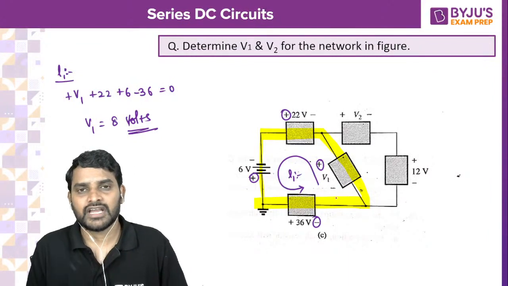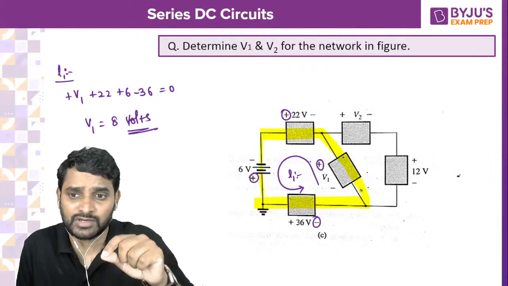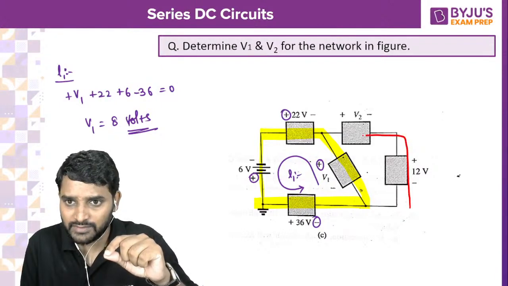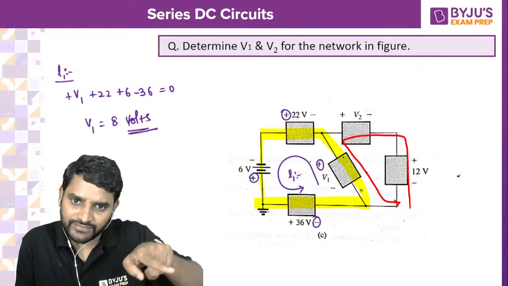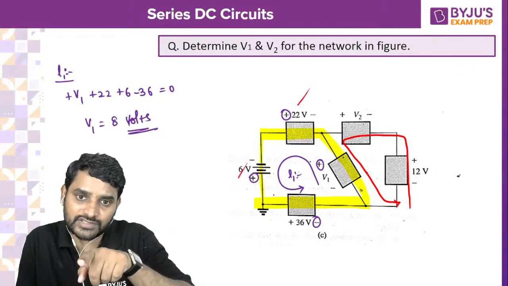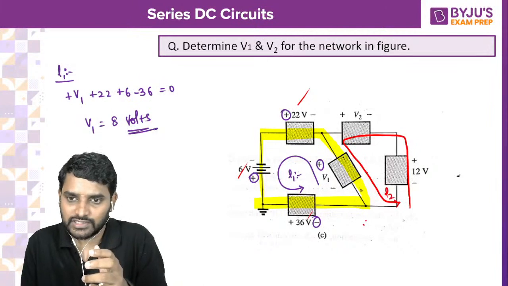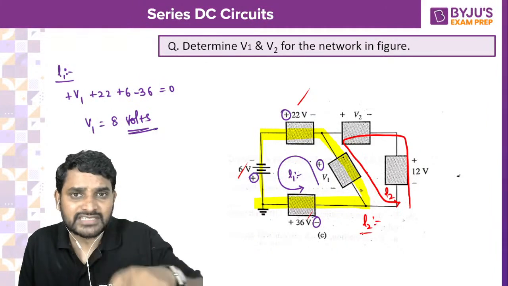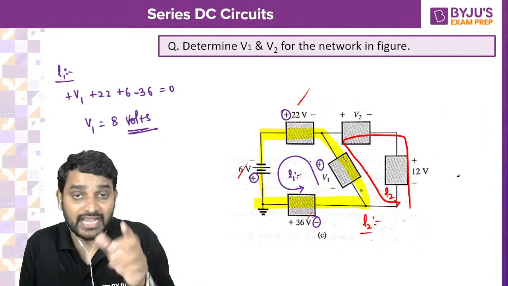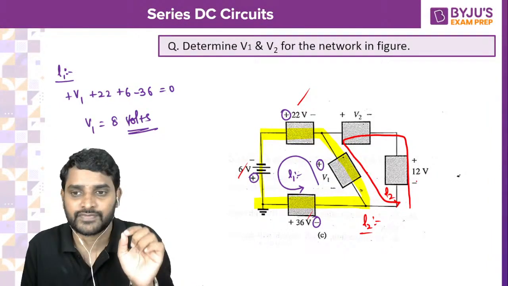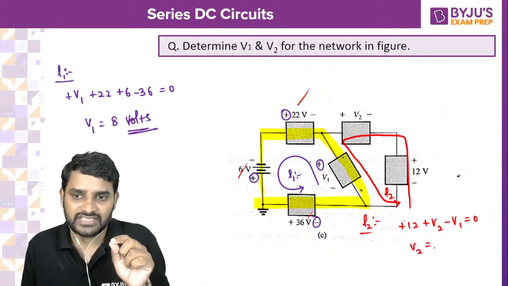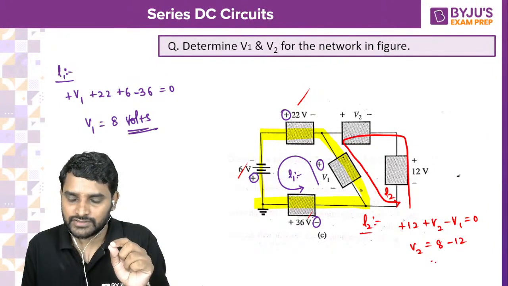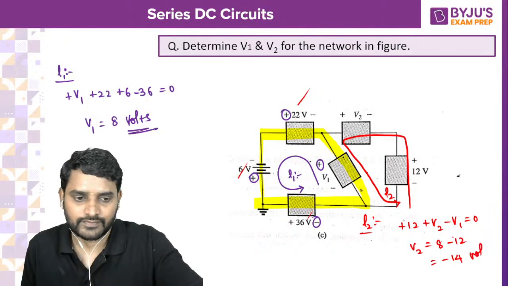Can you tell me what is V2? You select a closed path where the minimum number of unknowns are there. So let me go ahead like this. Plus 12 plus V2 and come back like this. Only 3 elements finished. Otherwise, if you move outside, you have to take up this one and this one and this one. You better go ahead with this one. Loop 2. Minimum number of elements, the answer will be easy. So plus 12 plus V2 minus V1 is equal to 0. So V2 is equal to, V1 is how much? 8. 8 minus 12. So we are going to get minus 4 volts.